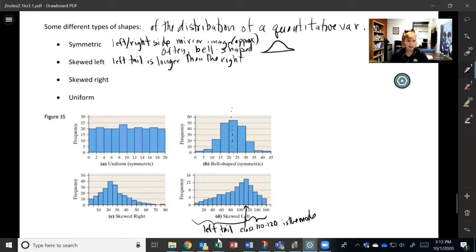And when it's skewed right, like this one, my mode is between 20 and 25, because that's the tall bar here. And now my right tail is longer. So this is skewed right, or right skewed.